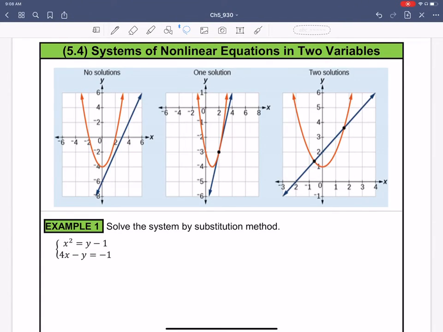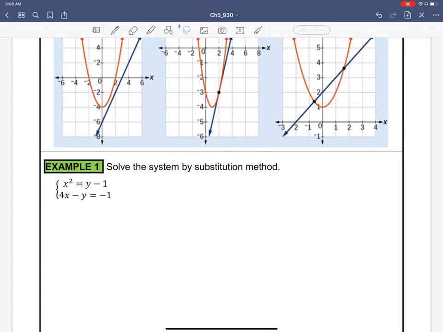Hello, college algebra students. Today we'll take a look at how to solve systems of nonlinear equations in two variables. So far, we have been looking at how to solve systems of linear equations, in two variables and three variables. Now we're going to look at how to solve nonlinear equations.